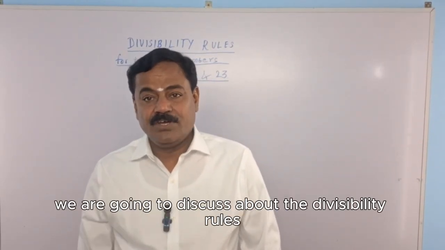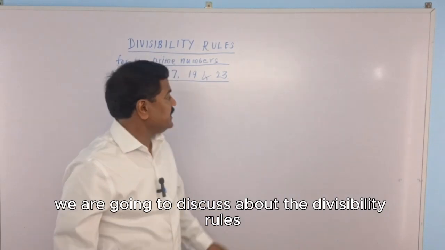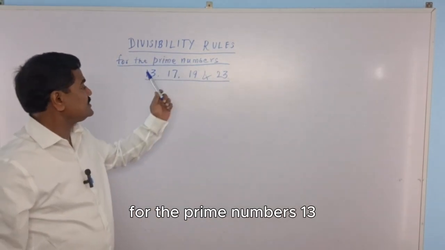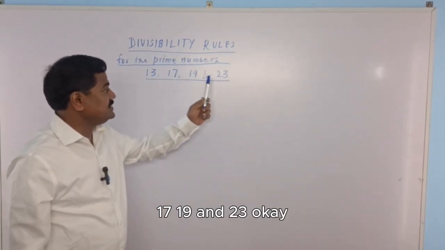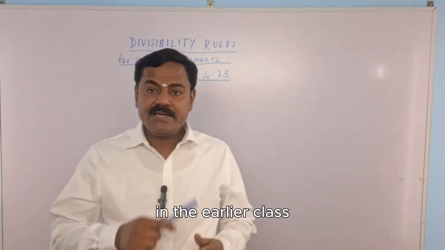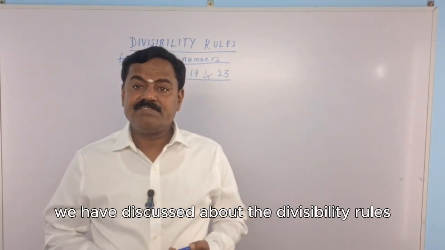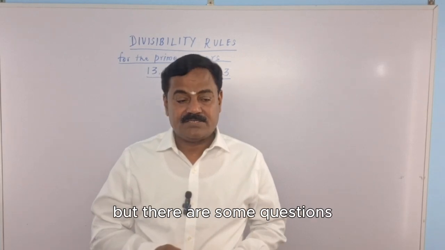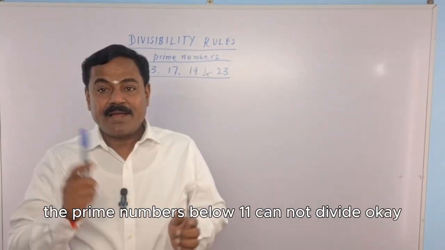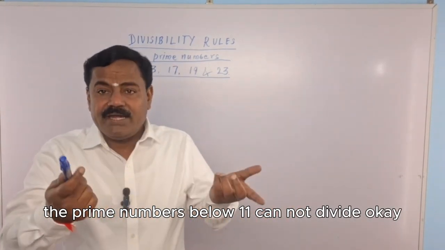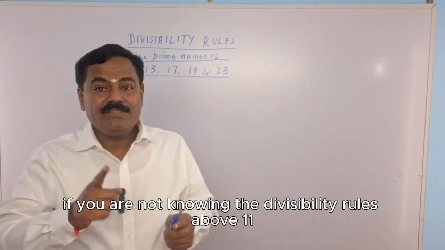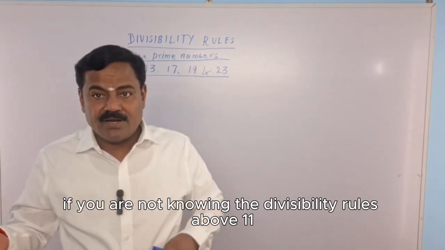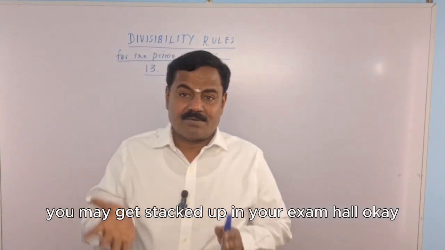In this session, we are going to discuss the divisibility rules for the prime numbers 13, 17, 19 and 23. Okay. In the earlier class, we discussed the divisibility rules for numbers up to 11, right? But there are some questions the prime numbers below 11 cannot divide. If you do not know the divisibility rules above 11, you may get stuck in your exam hall, okay?